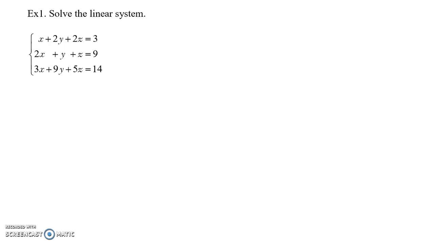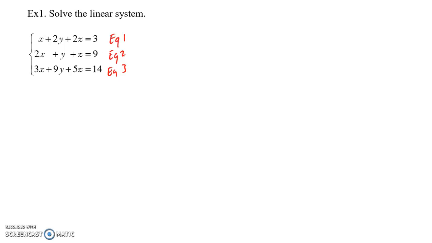I'm going to choose to eliminate x. That will be fairly straightforward, especially given the fact that the first equation has a coefficient of 1 for the x term. That makes it a little bit easier. So what I'm going to do, for the sake of being somewhat organized, is to label the three equations as equation 1, equation 2, and equation 3.